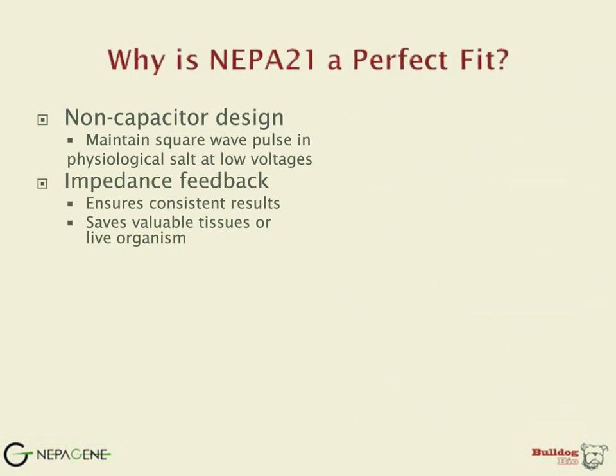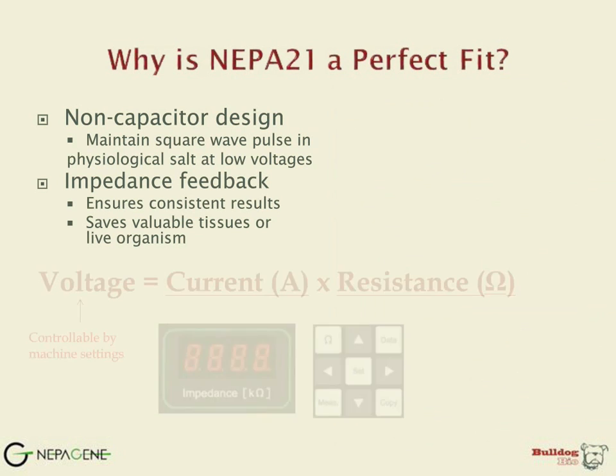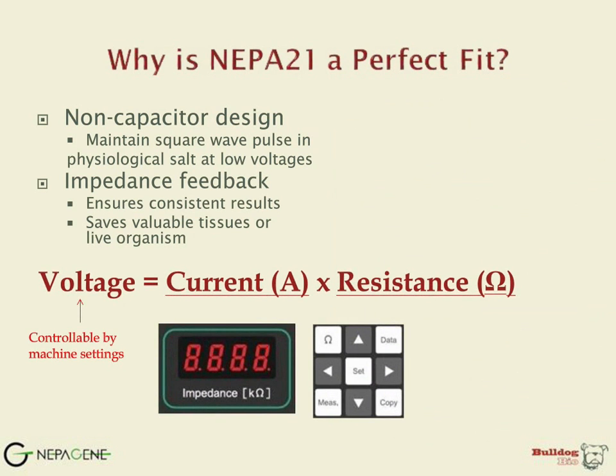Impedance feedback is invaluable for saving you time and money. The NEPA 21 was the first and still one of only 2 systems to offer this important information. We always recommend to measure the impedance of your sample right before pulsing. If it is within the range typical for the experiment, then your results are much more likely to be repeatable. If outside the range, it gives you the chance to troubleshoot and correct the problem before wasting your sample.